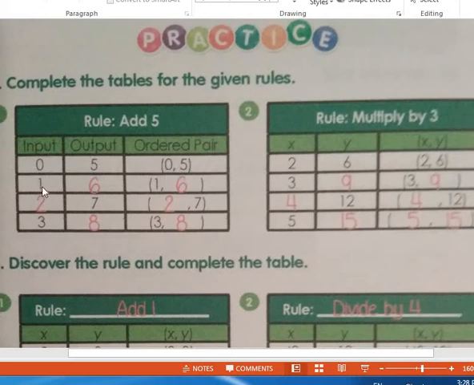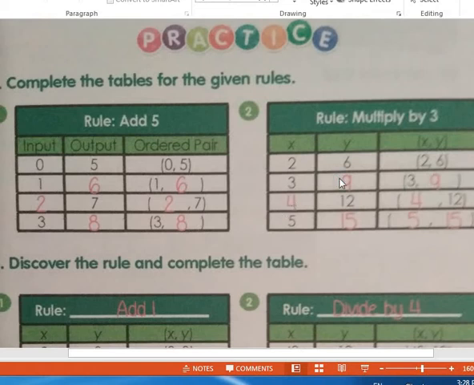When I add 5 to 1, 1 plus 5 equals 6. So (1, 6). When I add 5 to 2, it will give me 7. Okay, (2, 7). If I add 5 to 3, it will give me 8. So the answer is (3, 8).